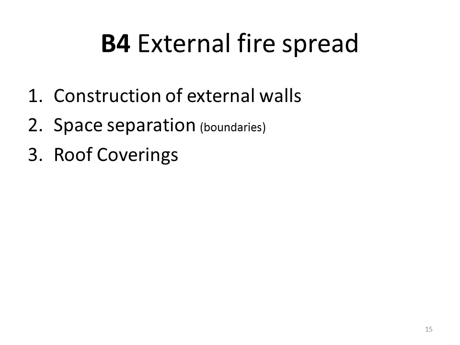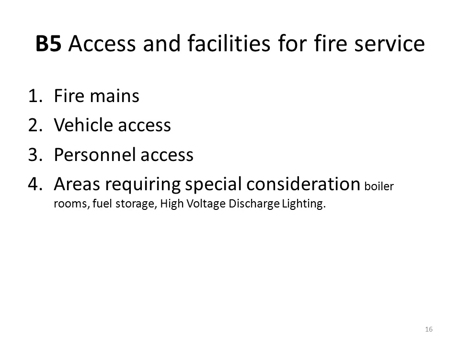B4, external fire spread. This includes construction of external walls, space separation through boundaries between one building and another, and roof coverings. And B5, access and facilities for fire services. This would include fire mains, vehicle access, personal access, and areas requiring special consideration, for example boiler rooms, fuel storage, high voltage discharge lighting also.